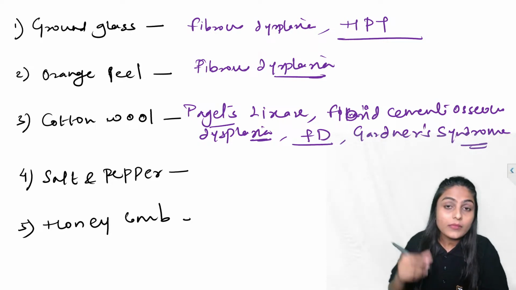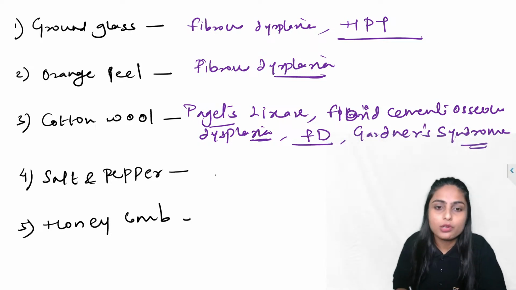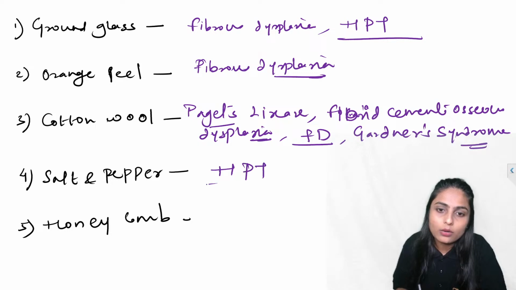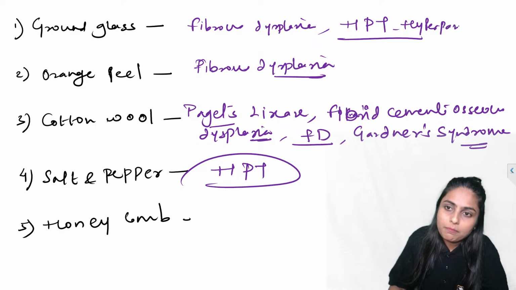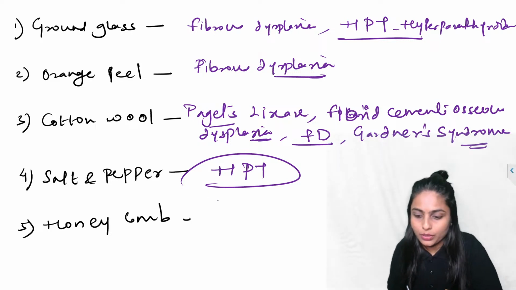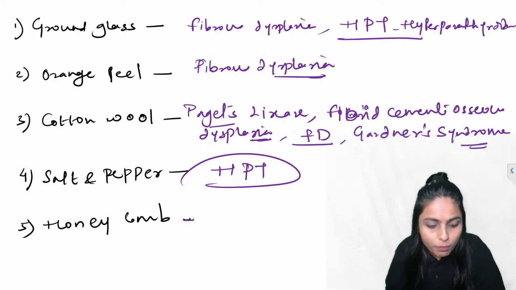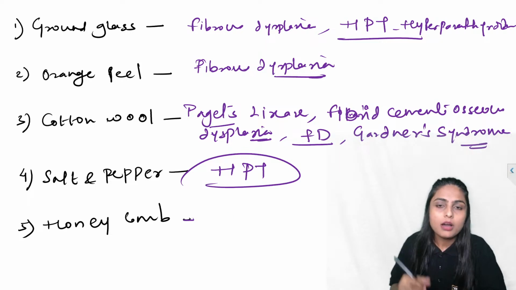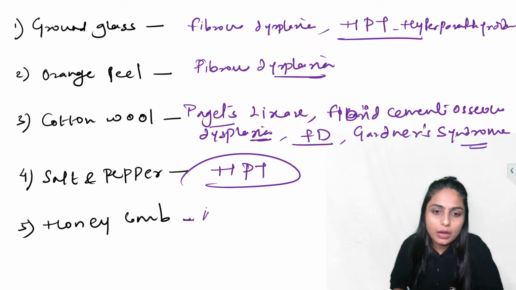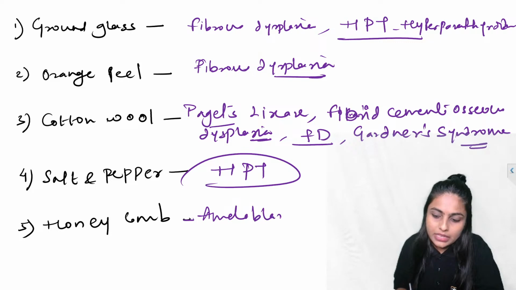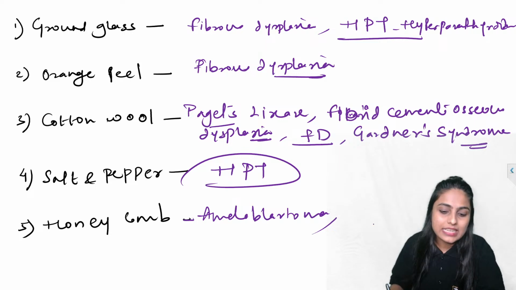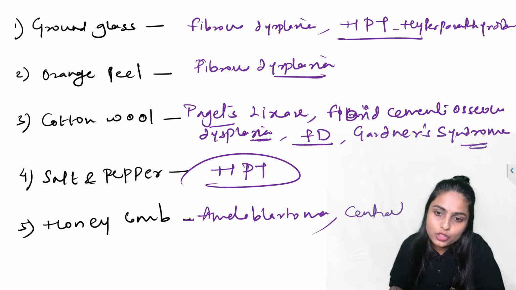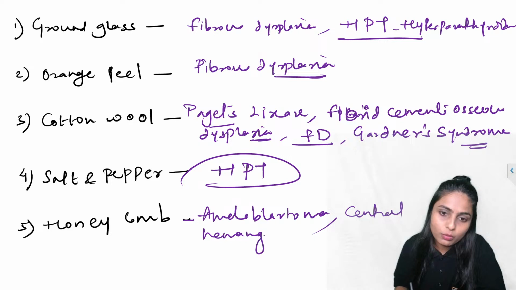Correct. Next is salt and pepper, which we have already seen. Hyperparathyroidism, right? In hyperparathyroidism you may see salt and pepper appearance. Next we have honeycomb appearance, most commonly seen in ameloblastoma. And the next, honeycomb appearance is seen in central hemangioma. All right.